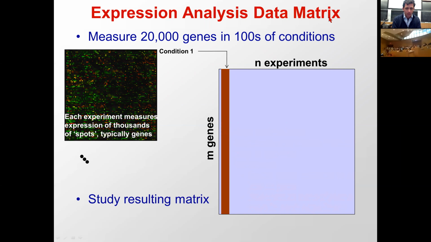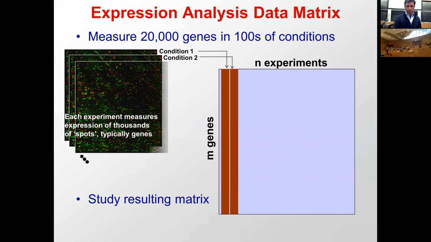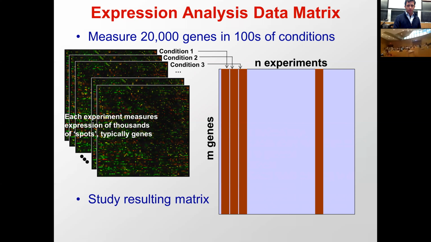So basically, once you have measured, say, 20,000 genes in hundreds of conditions, what you can do is study the resulting matrix in many ways. The first way is to just simply study all of the genes in each experiment. So basically go down the gene vector. And every experiment gives you one more column of data of 20,000 genes in that additional condition. And what you can do then is study the expression profile of a gene across conditions.